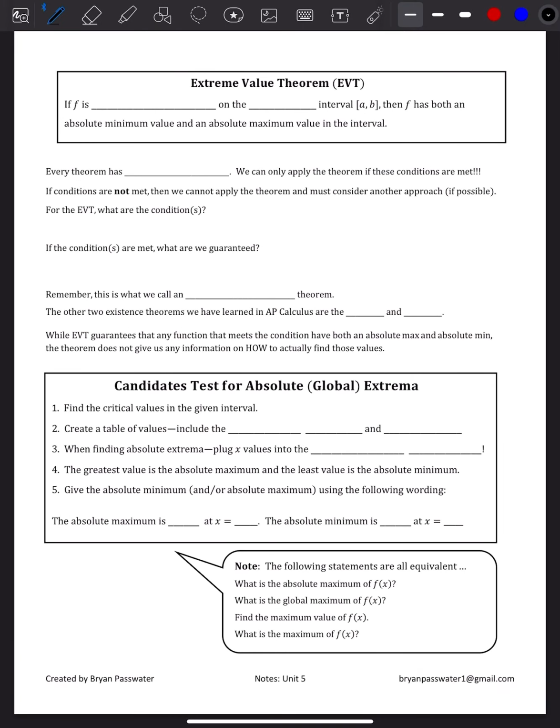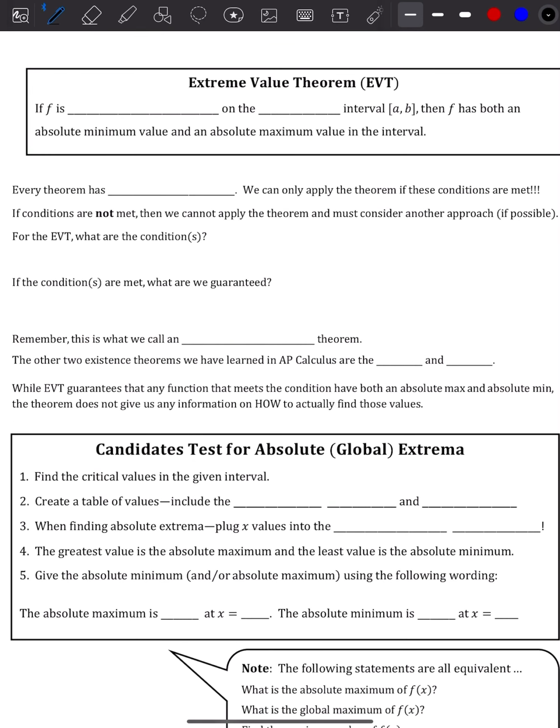One of the other things that we're going to be talking about is the extreme value theorem. Extreme value theorem is also an existence theorem, just like MVT and IVT. If f is continuous on the closed interval, and I know it's closed because we have these square brackets here, A to B, then f has both an absolute minimum value and an absolute maximum value. Every theorem has conditions. We can only apply this theorem if these conditions are met.